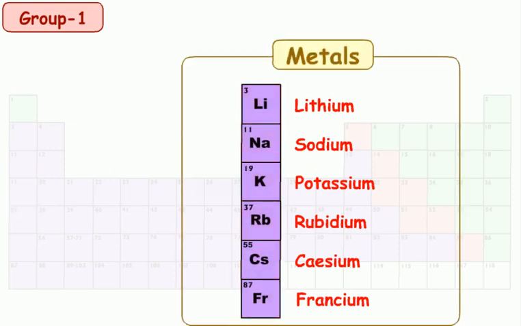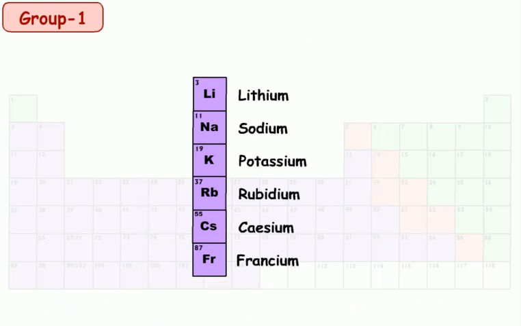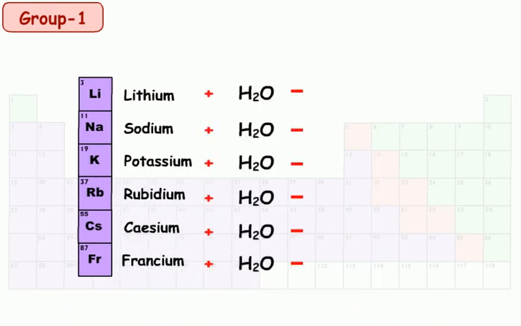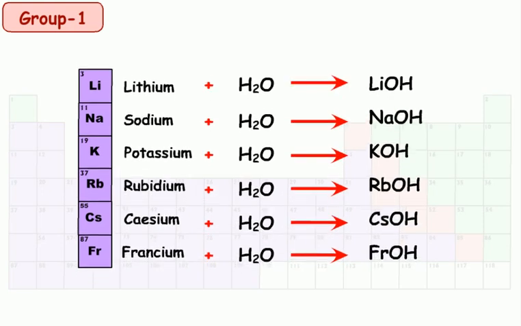The metals in group 1 are very active elements. These metals react with water to give strong alkali, so they are called alkali metals.